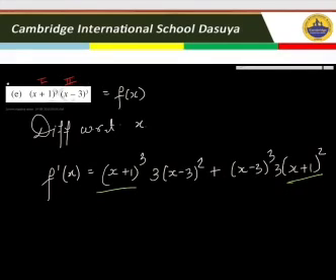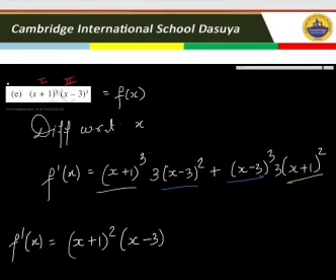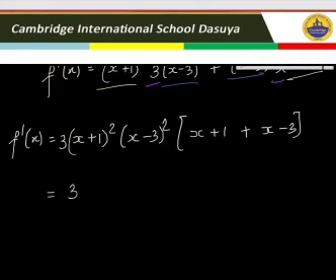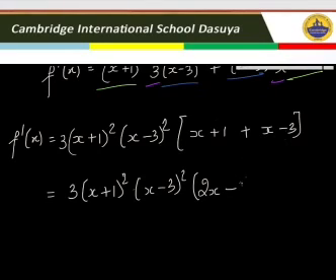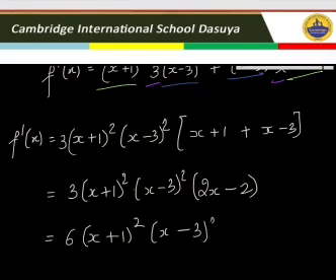Here (x plus 1) and (x minus 3) are common in both the terms. So I took common: f dash x is equal to (x plus 1) whole square, (x minus 3) whole square common, and we are left with 3 also common. So I am left with the x plus 1 term plus the x minus 3 term. So this is 3(x plus 1) whole square, (x minus 3) whole square, and this is 2x minus 2. This is equal to, 2 common, 6(x plus 1) square, (x minus 3) square, (x minus 1). So this is your f dash x.